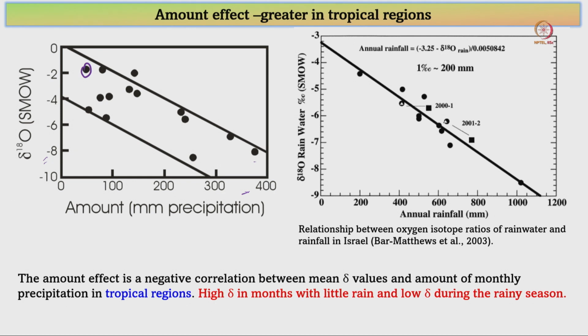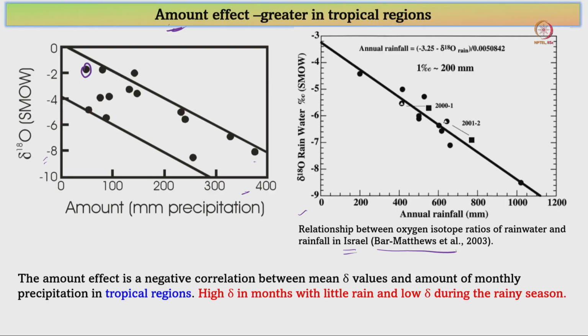So, what will be the most important effect? It is this amount effect. So, in the tropics the amount effect is more and more important. This is just another data set which is from Israel, published by Barr and Matthews in 2003. And also this kind of effect you will see in the months of rainy season as compared to rain happening in any other season.